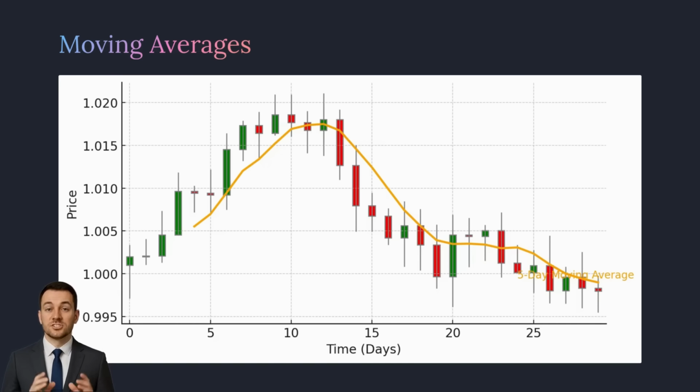Common moving averages used by Forex traders include the 50 period and 200 period, very popular on daily charts for identifying medium and long-term trends, as well as shorter ones like 10 or 20 for short-term trading. Moving averages filter out the noise of daily price swings and help you stay focused on the bigger trend. However, they are lagging indicators based on past prices, so they work best in trending environments and can give false signals in choppy, sideways markets.